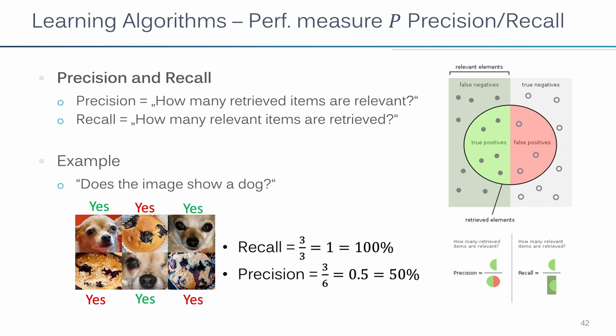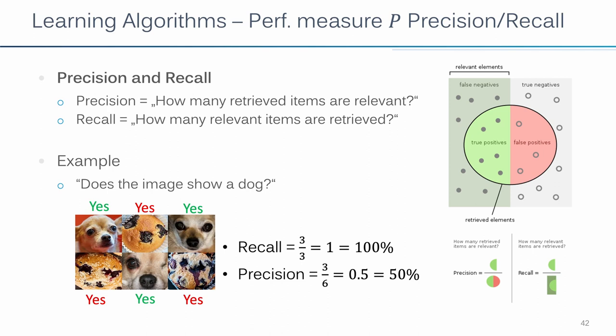But now the precision should not be high, right? Because we got the dogs, but we also got a lot of false positives. We got a lot of muffins that are not dogs. So we said they are dogs, but they're not. So the precision now is 50%. And this way we can balance between both scores to see what are actually good assessments. Can you think of a way how we can make the precision 100%, what the model has to do for the precision to be high and the recall to be lower?